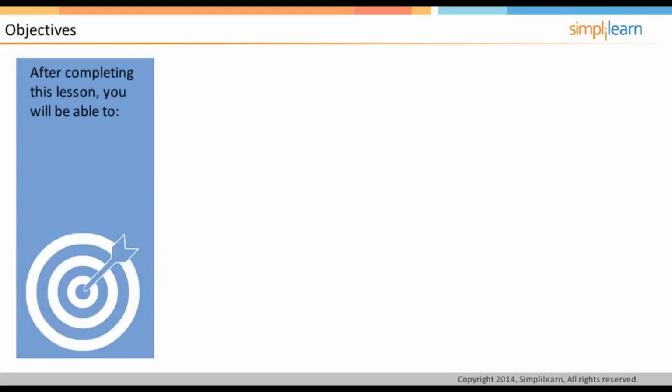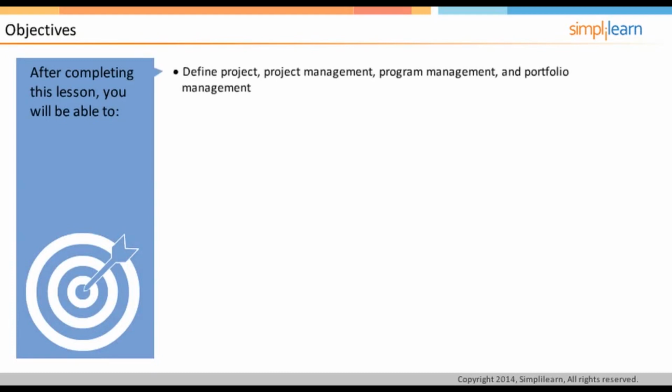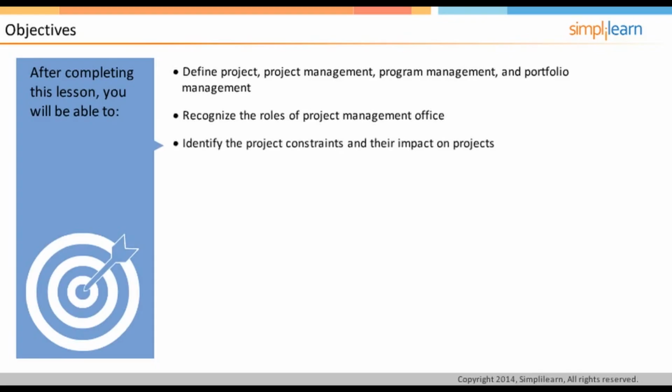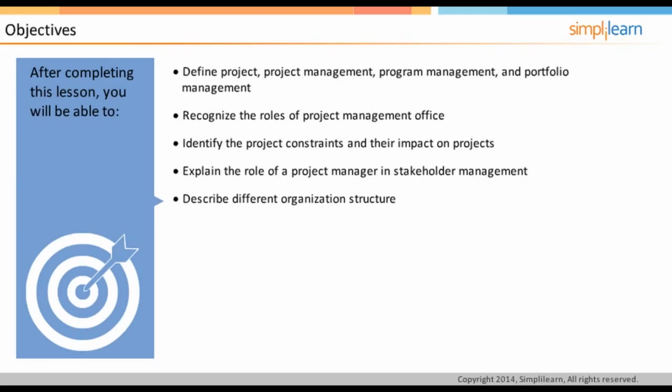After completing this lesson, you will be able to define project, project management, program management, and portfolio management. Recognize the roles of Project Management Office. Identify the project constraints and their impact on the project. Explain the role of a project manager in stakeholder management. Describe different organization structure. Differentiate between a project life cycle and a product life cycle.